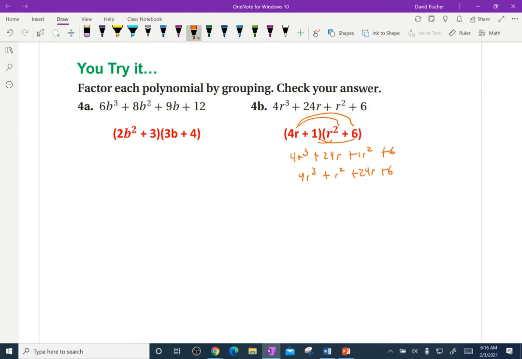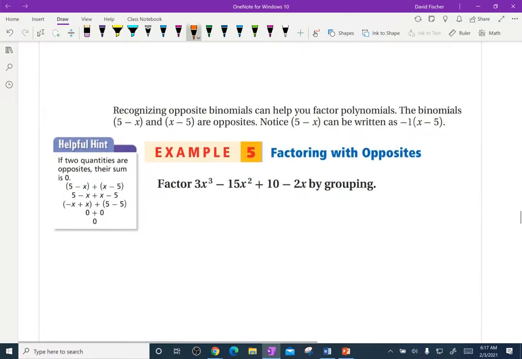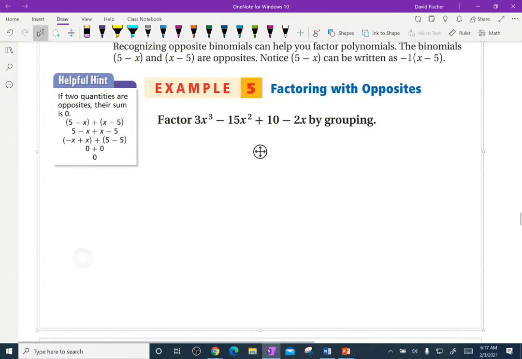And I bet I have all those terms up there. Yes, I do. So, even though I'm not making you check, you could always check. If it was a quiz or a test, I would check to make sure everything multiplies back out to get what I was working on there. Okay? All right, so factoring with opposites.